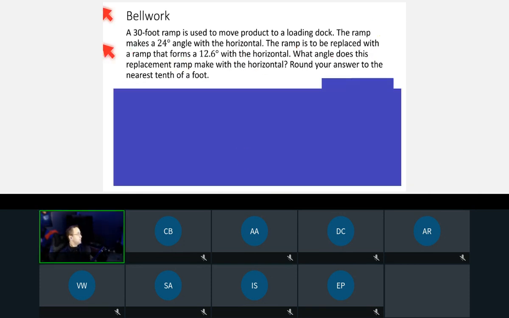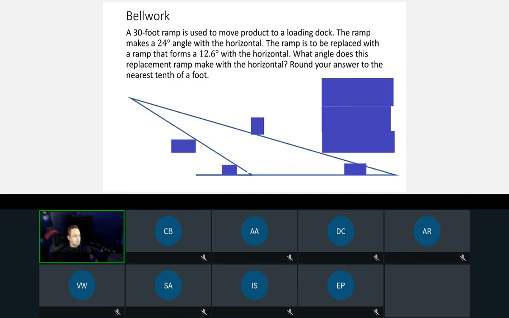So yeah, my diagram looked pretty much the same as Antonio's. We had the two ramps. The first ramp made a 24 degree angle with the horizontal, and to find the supplementary angle, you do 180 minus that, and that's how we found 156 for that angle. We know that the first ramp is 30 feet. We are trying to solve for the new ramp, and the new ramp makes a 12.6 degree angle with the horizontal. So there's the triangle setup.